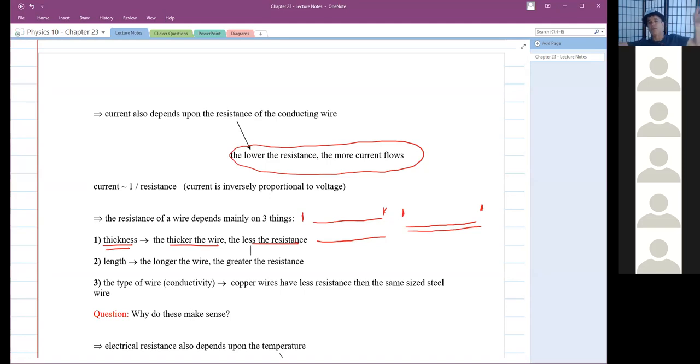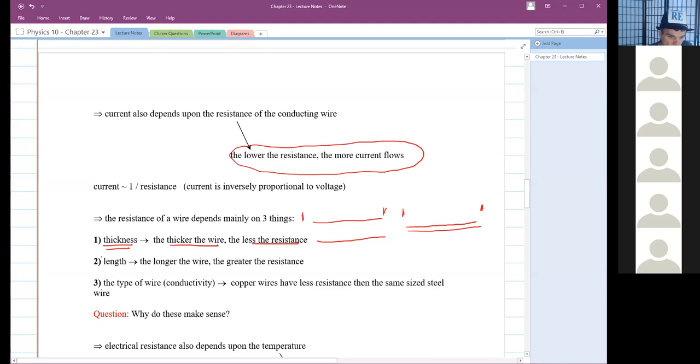If I have a nice big fat hallway, it's going to be easy for people to walk side by side. But if I have a really skinny hallway, it's going to be much harder for people to get from one end to the other. So for a wire, the thicker the wire, the less resistance there is. Second thing is how long the wire is.